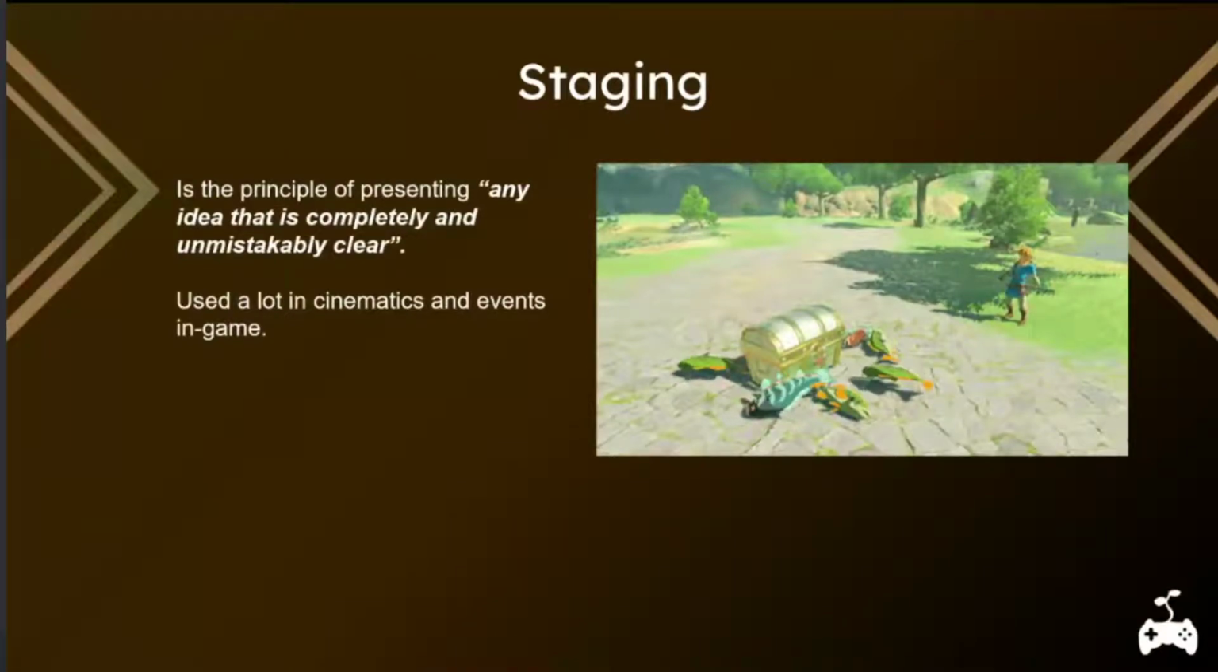So, for example, right here, this game is Breath of the Wild. We can see Link just standing there, and we can see a lot of fishes and this chest in the middle of the scenario. So what the camera is doing right now is using this principle to show the player where the prize is. In this case, the chest.